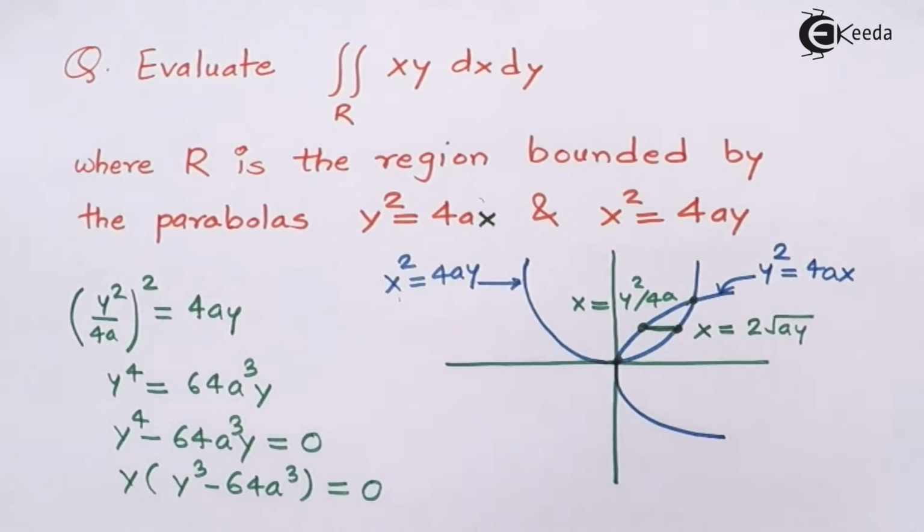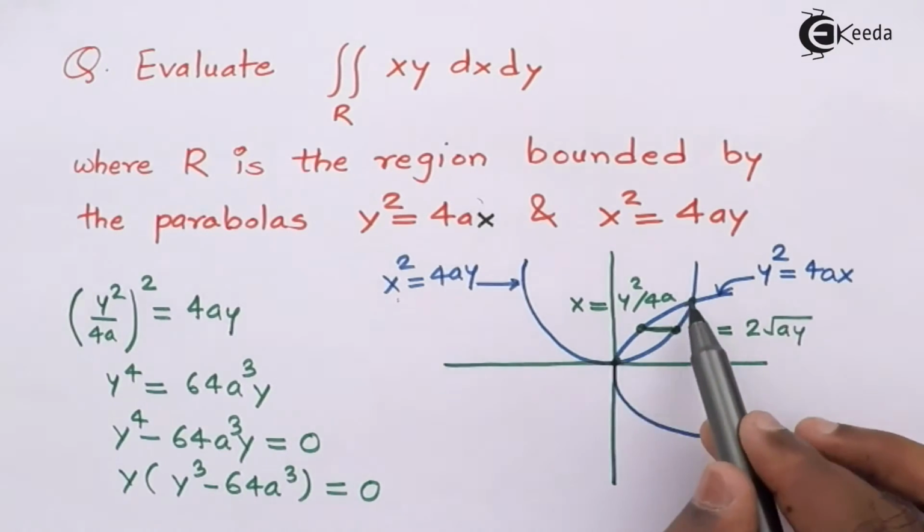Now guys, what happens in this case, I'll tell you. The common mistake made by students is, they take the 64a cube y on the RHS, make it positive, and they cancel y and y. So it becomes y cube is equal to 64a cube. So guys, my suggestion is, do not cancel any variable, because we are trying to find the points of intersection. So try to find the maximum points of intersection. As you can see here, there are 2 points of intersection.